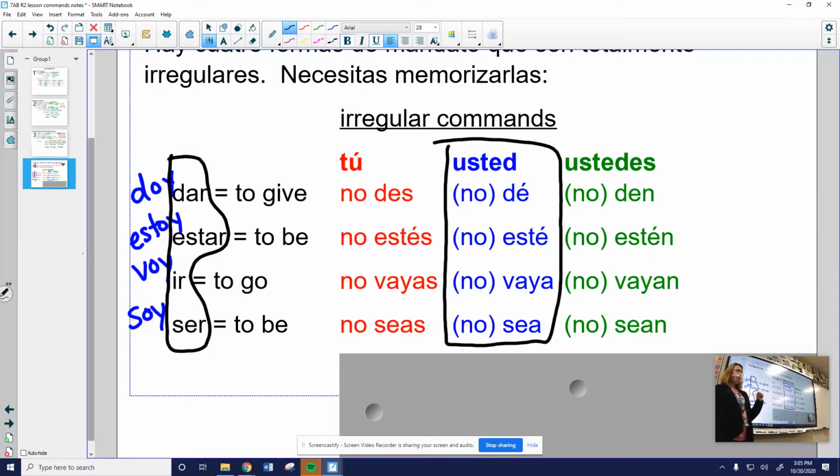One tricky thing is that the usted command, dé, has an accent mark to distinguish it from the preposition de, which means of or from, usually. The tú form and the ustedes form of the commands for dar do not have an accent mark. How are you feeling about this? Go to yo, drop the O, add the opposite ending. ¿Hay preguntas?